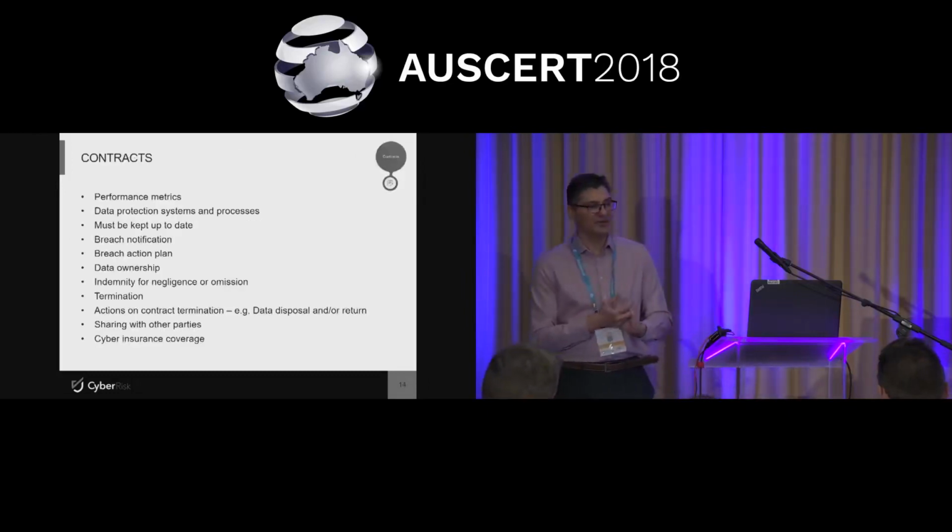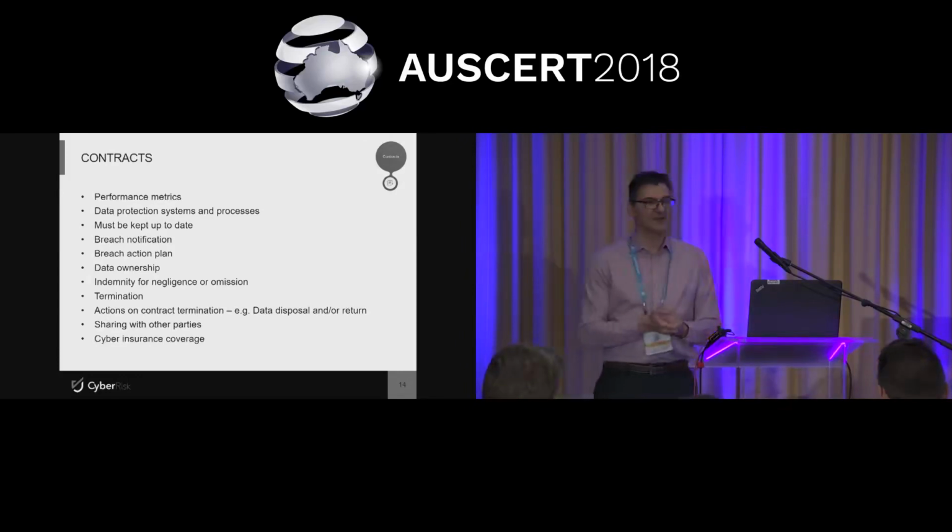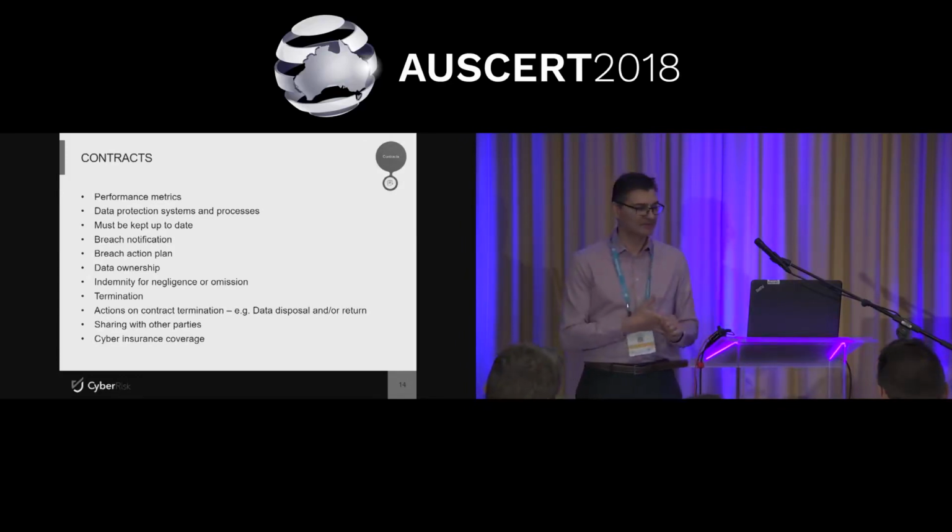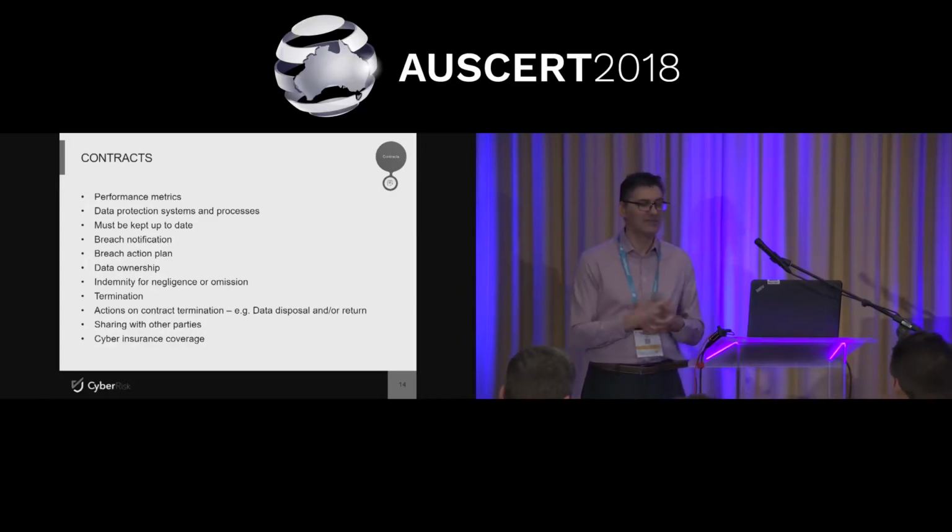Contracts, very, very important. You need to get your legal team on side. Make sure they're aware of these types of things to include within the contract. The contract itself, as I said before, outlines the responsibilities of the third party and is quite important to the relationship. Your organisation's ability to negotiate the contract, of course, will depend on the size of your company and the size of the business. But you need things like performance metrics.